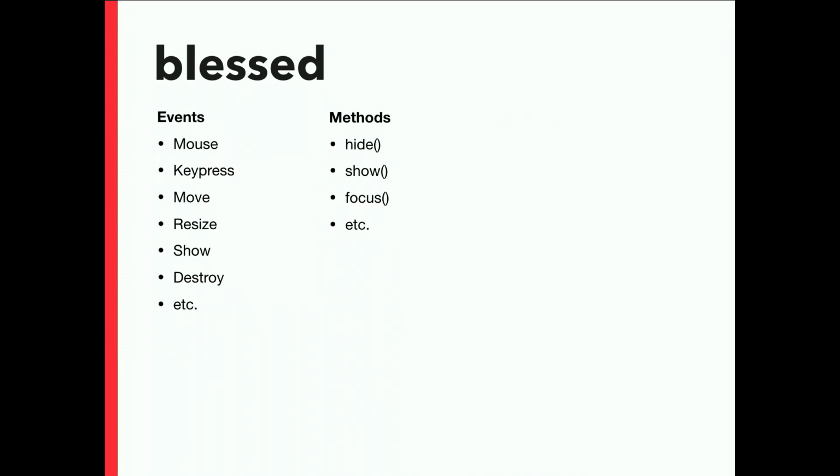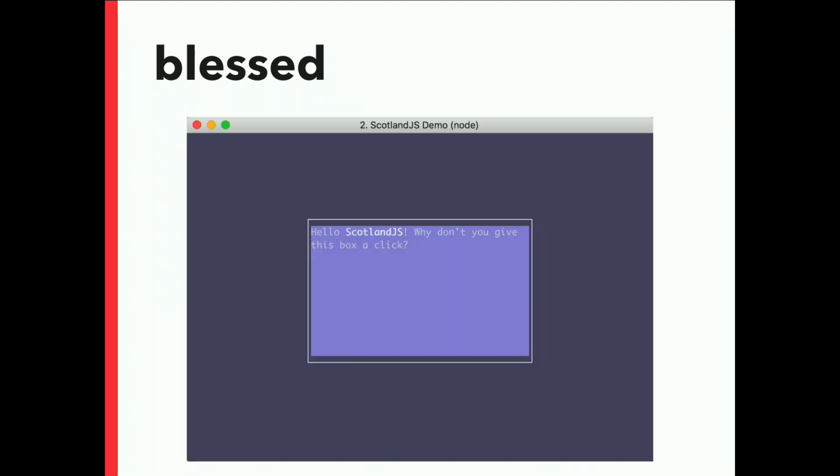And the nice thing is that it does event handling and receiving very well. So you can listen to events from the mouse and key presses. You can also define what to do when a box, for example, is moved or resized. And there are lots of methods. For example, if you want to hide the box when there is a mouse click, show a particular object, or focus the object. So there are lots of different methods that you can check out on the GitHub. So yeah, this is an example.